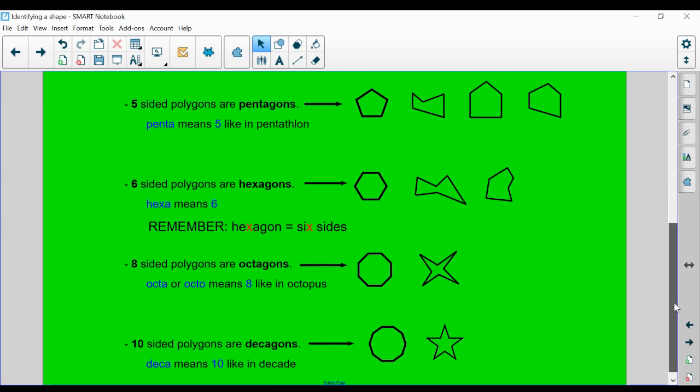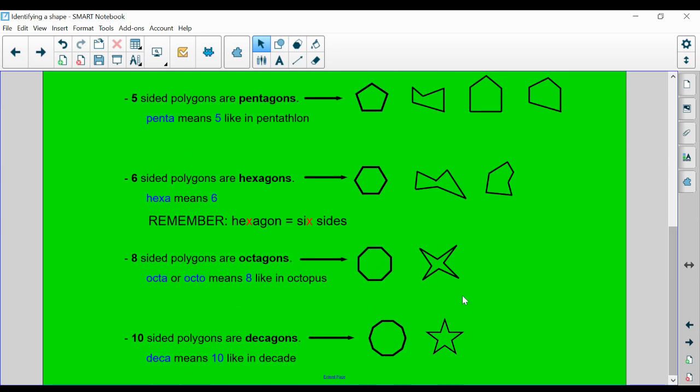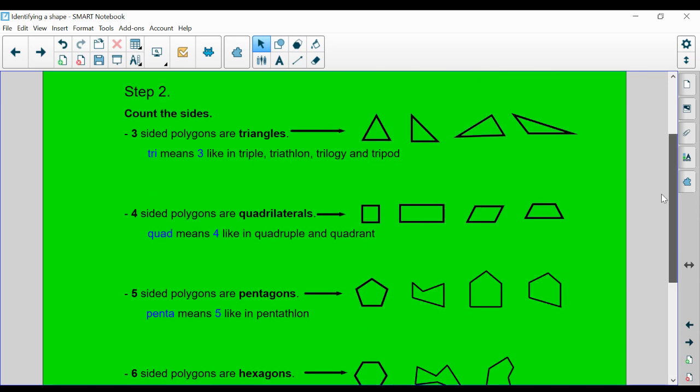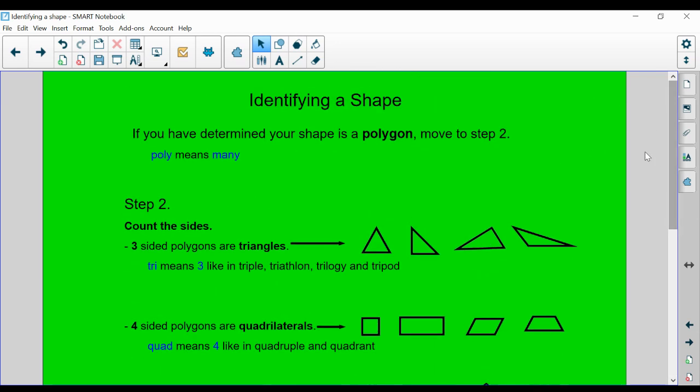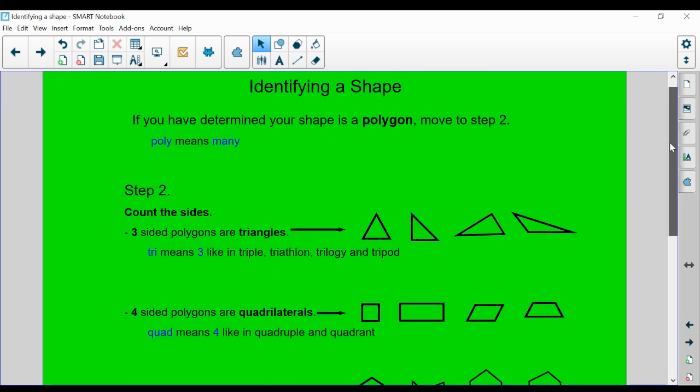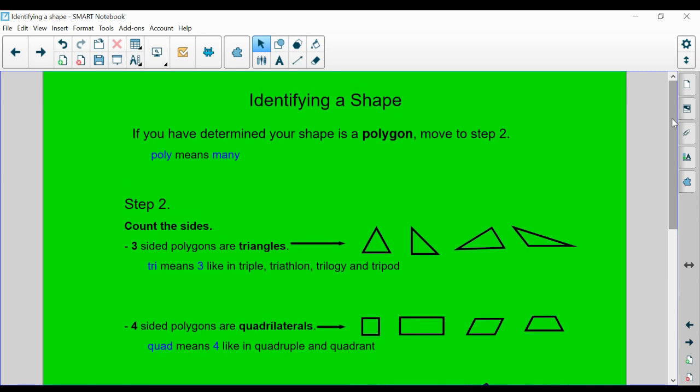A lot of them, like if somebody said, hey, what is a 52-sided polygon called? Well, I'm sure there's a name and I would have to look it up, but these are the most basic names that you as third graders should know. So those are the steps in identifying a shape. Is it a polygon? If so, count the sides.